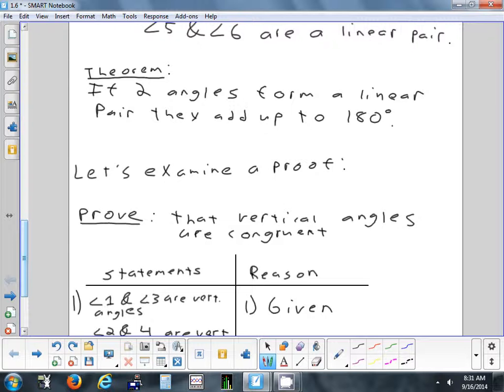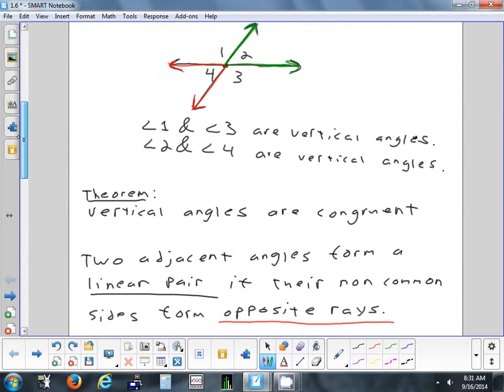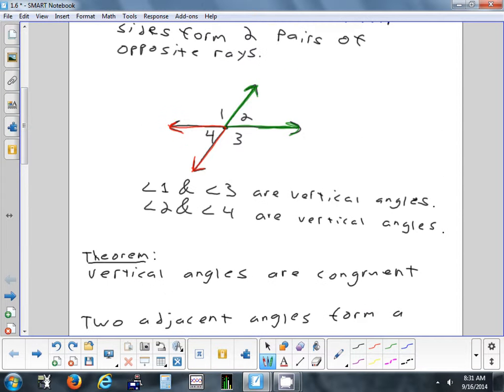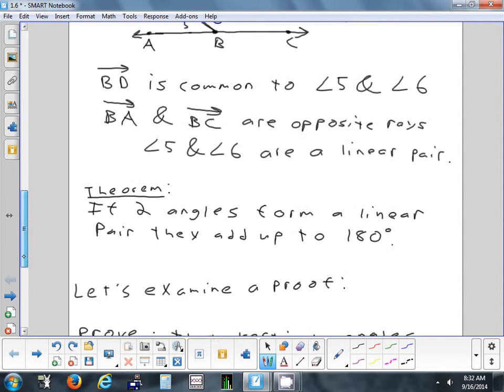Okay? So to prove that vertical angles are congruent, I'm going to go through this proof with you. First thing I'm going to do is state what was given to me. A lot of times that's what you do first. Not always, but a lot of the time, you're just going to write down what was given to you. Angles 1 and 3 are vertical angles. How do I know that? Well, back in the diagram, that was given to me. So that's the reason. It's given.